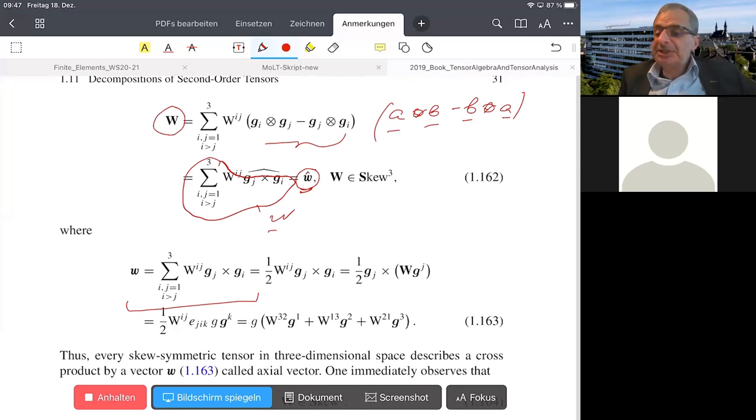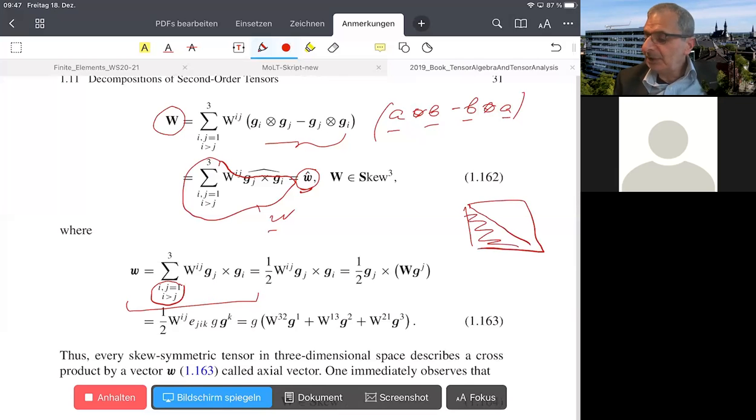This formula gives us also an expression for this vector. And what I don't like here is this check of these indices, right? So we sum up here only over the main diagonal, and you see we sum here over this lower left triangle, which I don't like because it's not convenient.